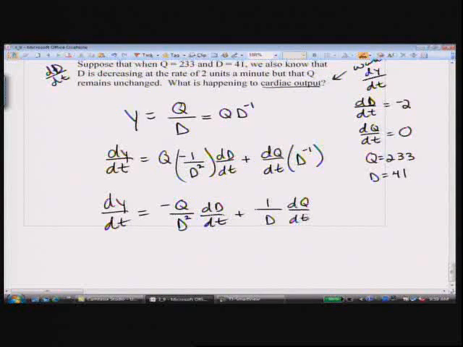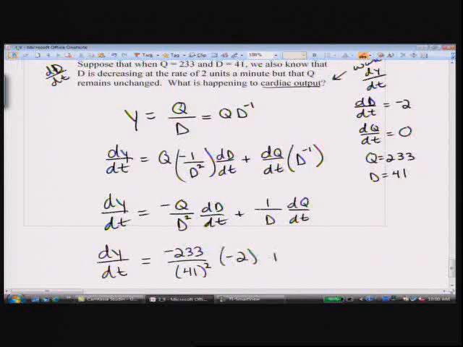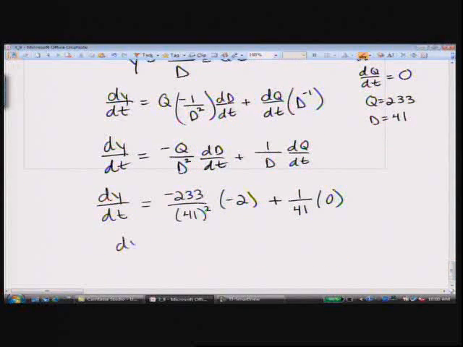If Q is remaining constant, do we really need to do that though? No, well, sorry. I know, but just for, if it weren't, then we'd have a formula to work with. Okay, now we plug in and you will see that that part's going to fall out. So you get -Q, which is -233 over D squared, which is 41 squared, and then this is -2, and then this is 1 over 41, and then of course this is 0, so it is just going to drop out.